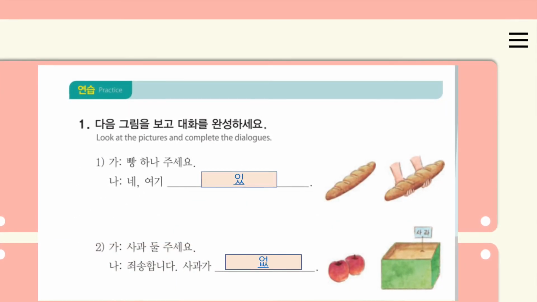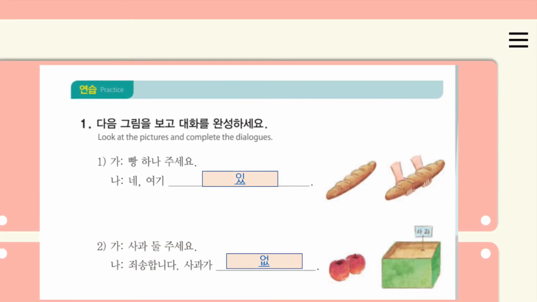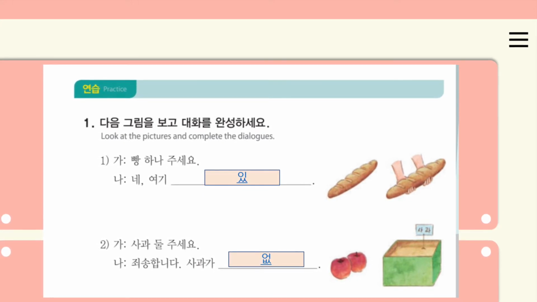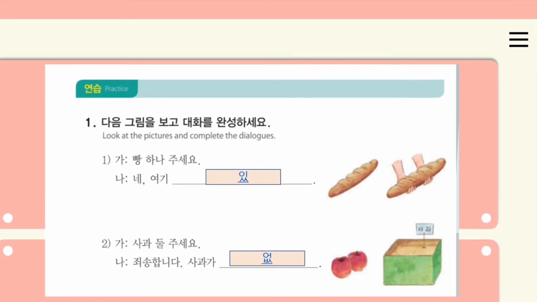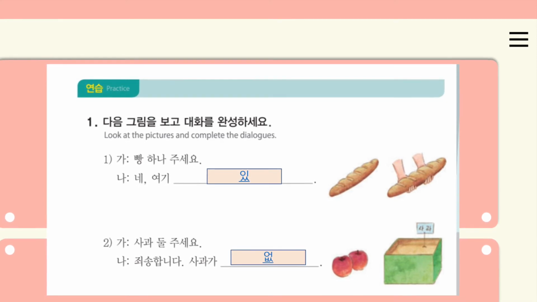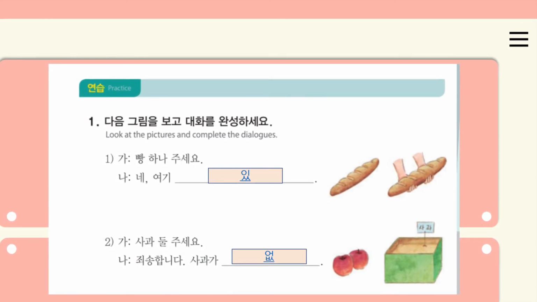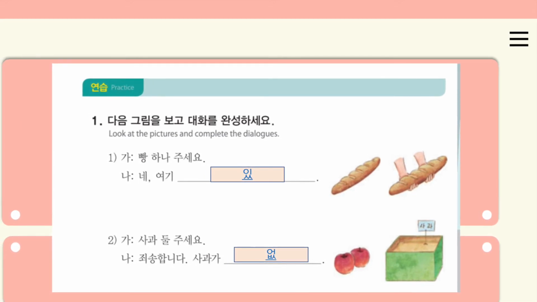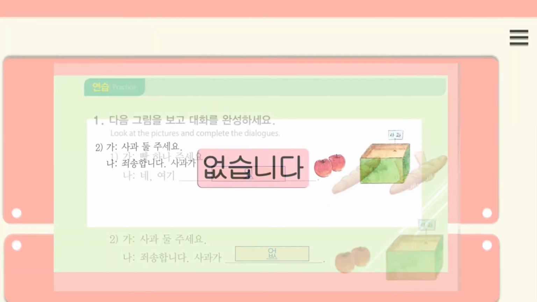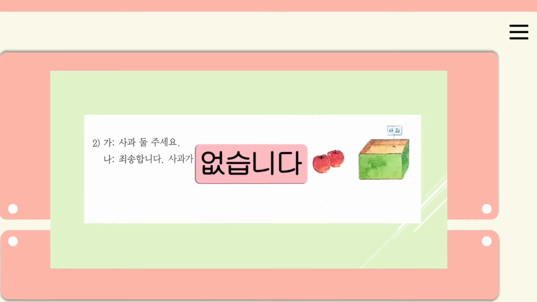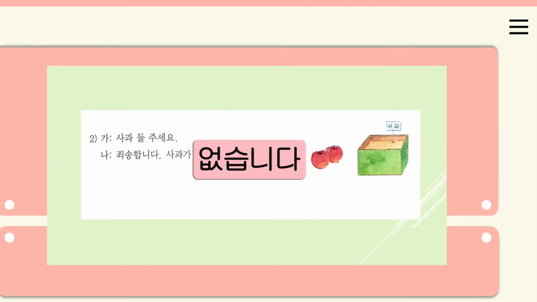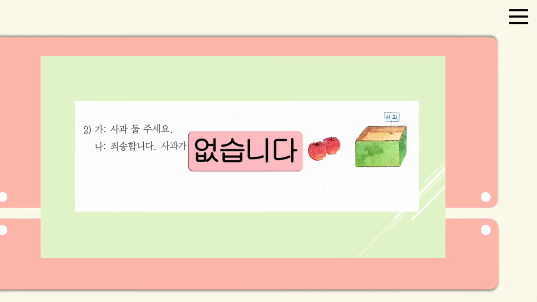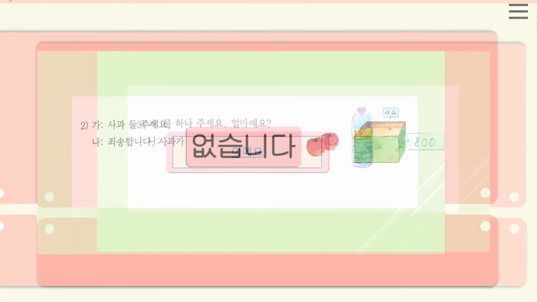For the next example, 사과 둘 주세요. Please give me 2 apples. However, we see inside the box that there is no apple. So you say 죄송합니다. I'm sorry. 사과가. How do you say 없다 formally? We say 죄송합니다. 사과가 없습니다. I am sorry, however, we don't have apples.